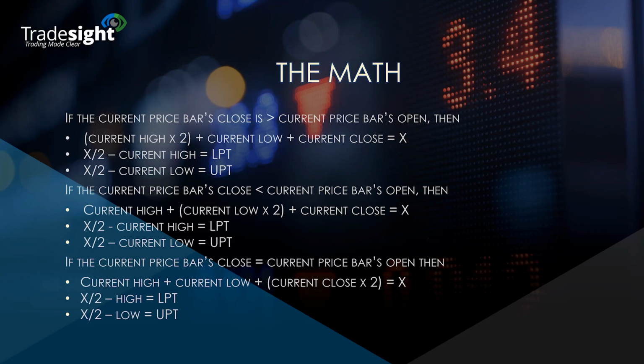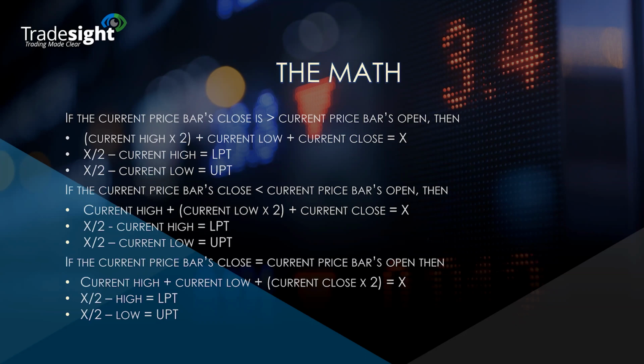So, for example, the first case is if the current day's close is above the open of the day. Today's Thursday. If we opened and then went higher and closed there for any given stock, futures contract, whatever it is, then the math is this: we take the current high times 2, we add the current low and the current close.